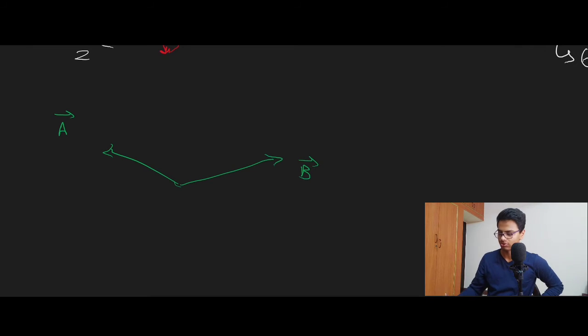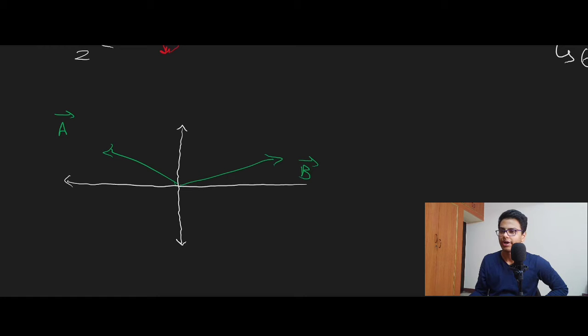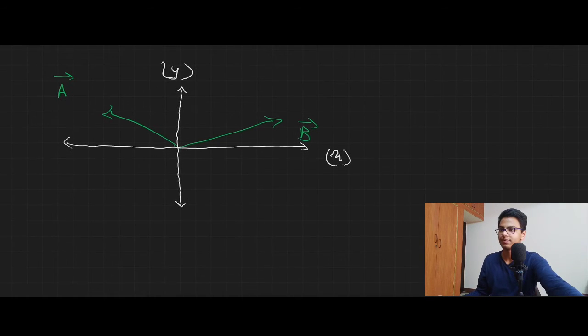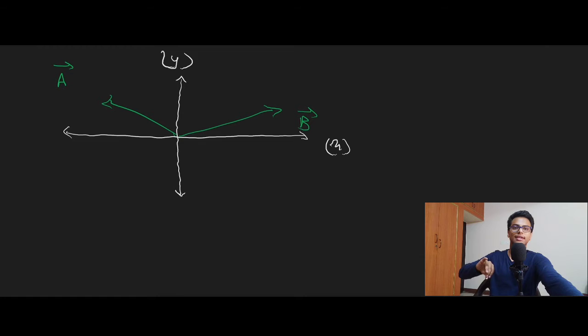This is the axis that we are most used to, right? Let me just draw this. So I do this. And just remember, the exact same concept is used in three dimensions of vectors as well, right? Nothing's different. All right. So this becomes your x-axis, and this becomes your y-axis over here.